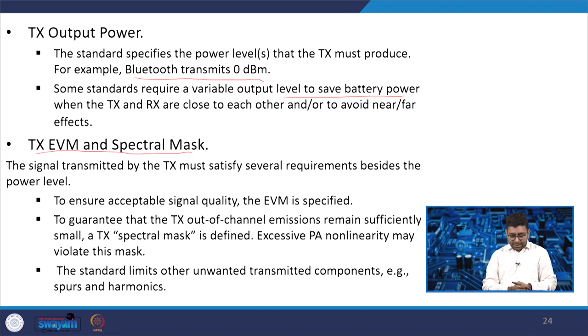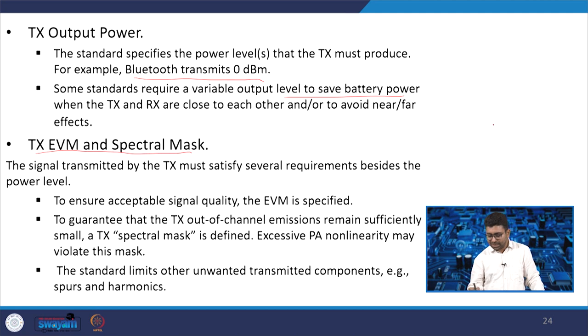To ensure acceptable signal quality, there is an EVM requirement, because the moment you add the power amplifier, it will add non-linearity, and the EVM of the transmitted signal will be corrupted at the transmission itself. So that EVM should also be defined by the standard. And the spectral mask is also defined.